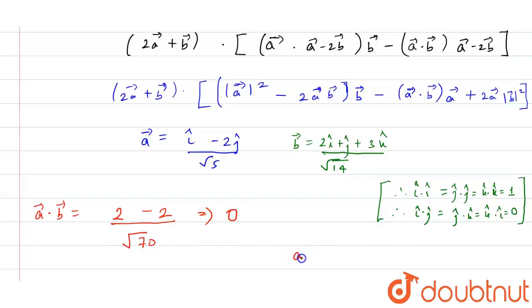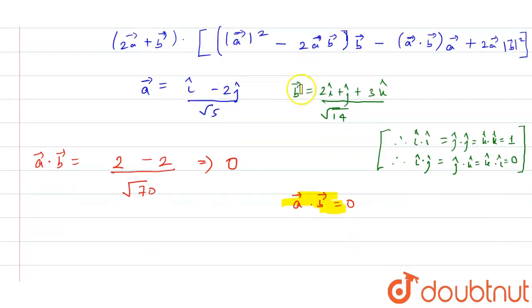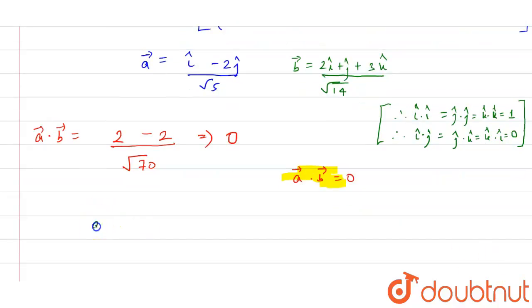So the value of a dot b is equal to 0. Now we will find the value of the modulus of a. That is, a modulus is equal to the modulus of (i cap minus 2j cap) divided by root 5.